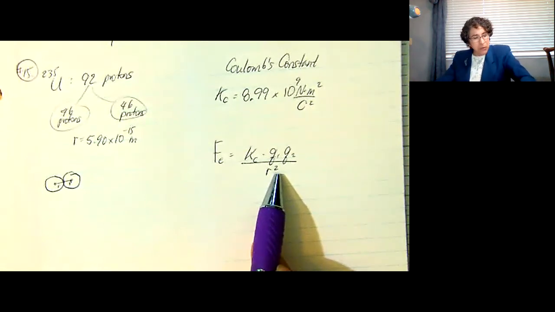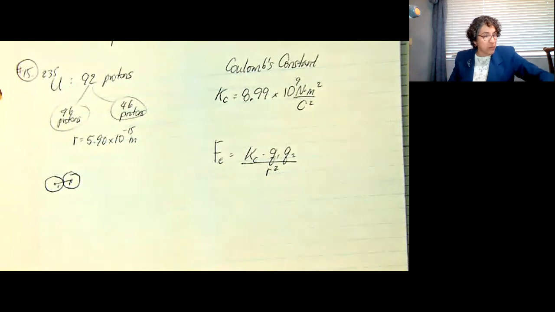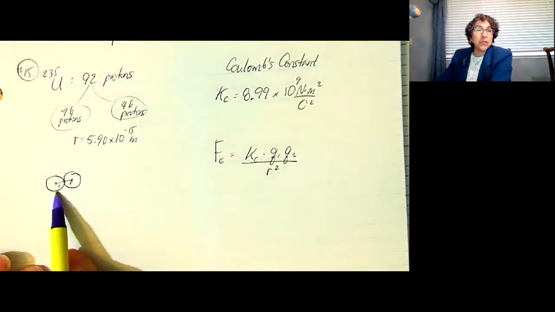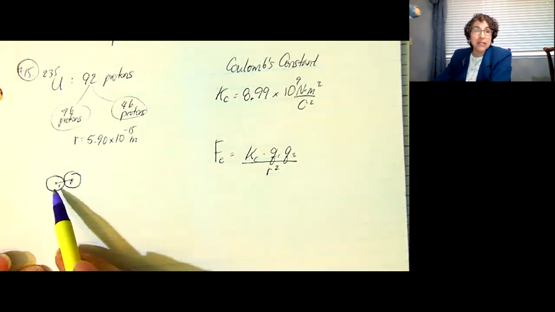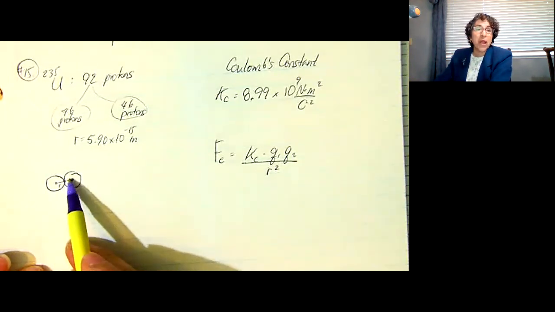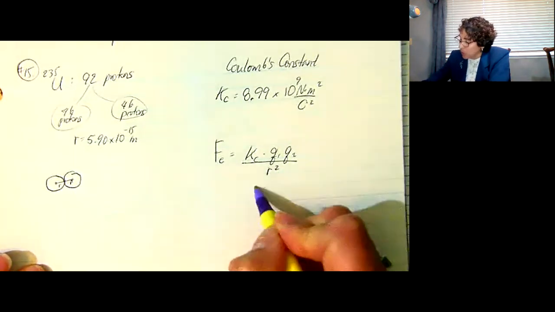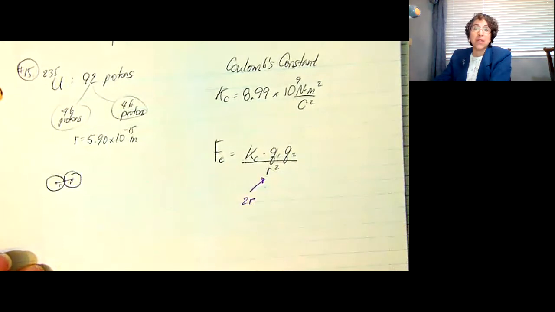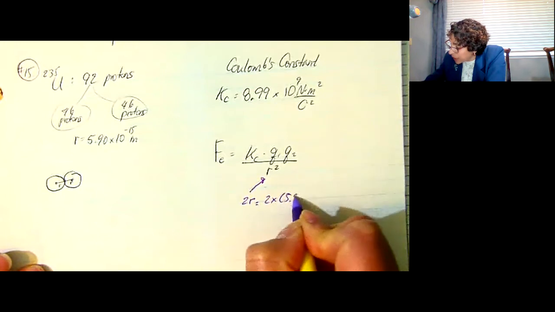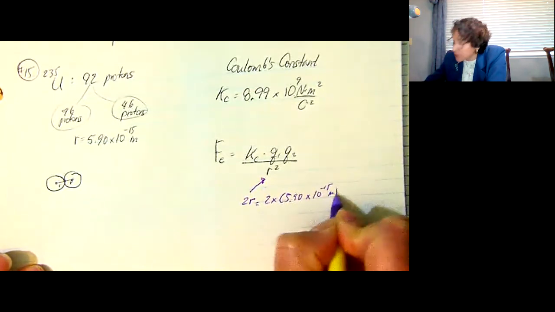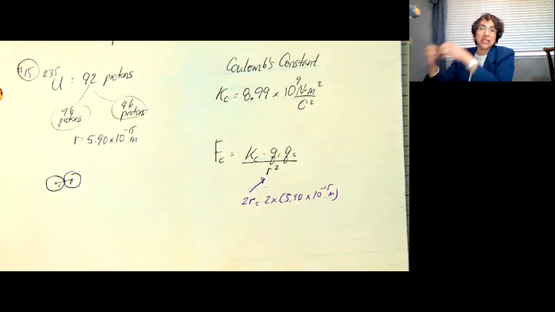So what are we going to do for the distance between them? They didn't give us that. They just said the radius of each of the protons. So I drew these two. Picture this is one proton and this is another proton. This is the closest they can be together. Here's the radius of this proton, and here's the radius of this proton. So the closest distance between them, from this center to this center, has to be 2 radii. So we're going to do 2 times this radius, which is 2 times 5.90 times 10 to the negative 15 meters. That's what we're going to use for the distance between them.